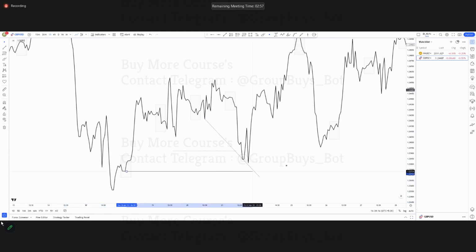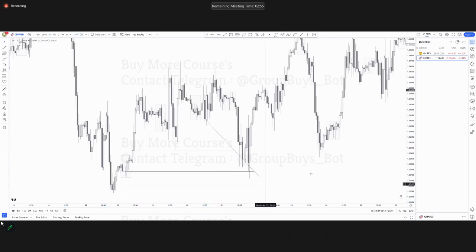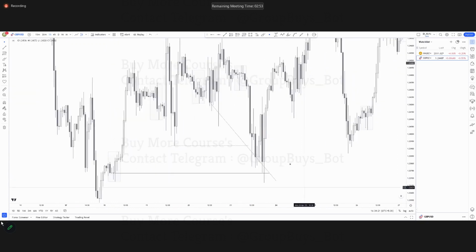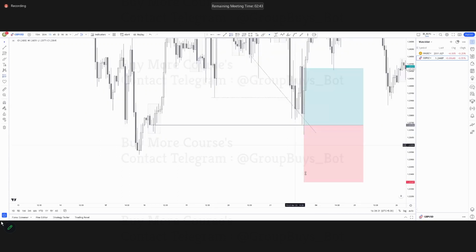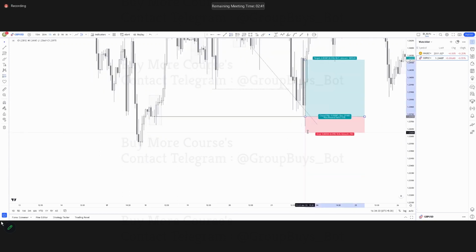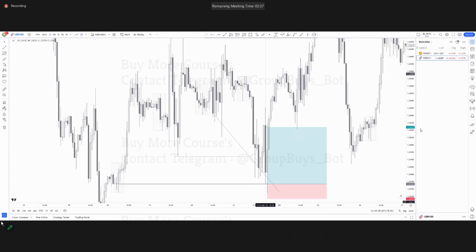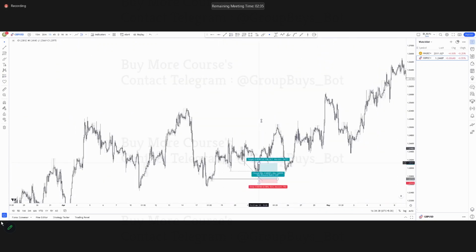Now you can look for entries here. It should align with the timing. Okay, the timing should be aligned. What is the timing here? It is 1930. Okay, exactly. You can take this trade. This is during New York kill zone close. You can definitely take this trade. Yeah, 10 pips stop loss. Okay, cool. Definitely you can go on this trade.